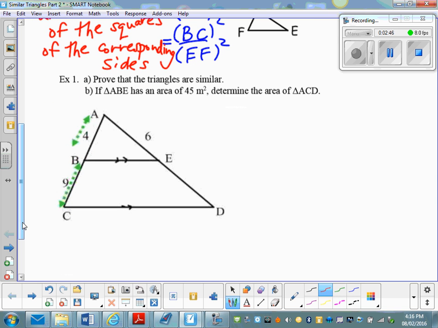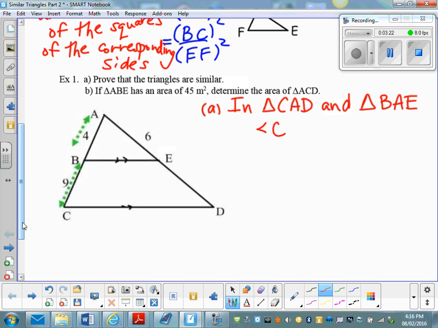So in this one, we've got a small triangle, ABE, and we've got a big triangle, ACD. First thing we have to do is prove that the triangles are similar. So in triangle CAD and triangle BAE, sometimes it's helpful to state the triangles you're working with. Here's what we know.